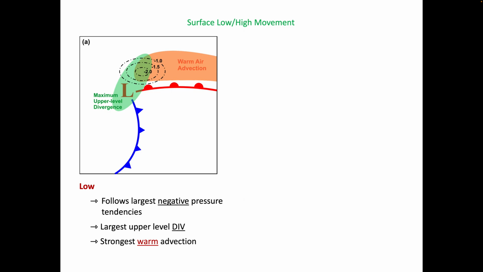A warming column doesn't get lighter. It becomes less dense. The weight of the column from the top of the atmosphere to the surface will not change. So warm advection doesn't cause the weight of the atmospheric column to decrease. It just happens that where we have our largest negative pressure tendency also aligns with where warm advection is occurring. So I want to make that really clear. Temperature advection doesn't make the weight of the column change. It makes the density of the column change. All right, and then the low moves northeast to where we have our largest negative pressure tendencies.